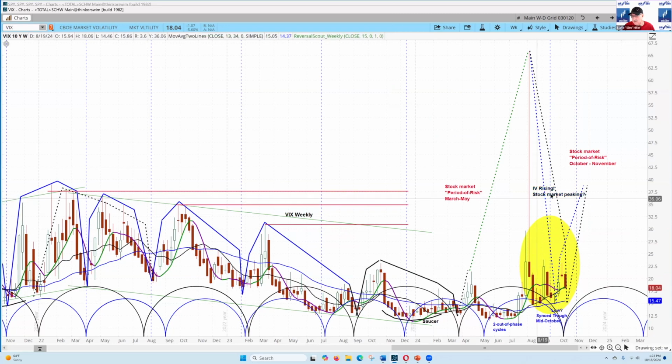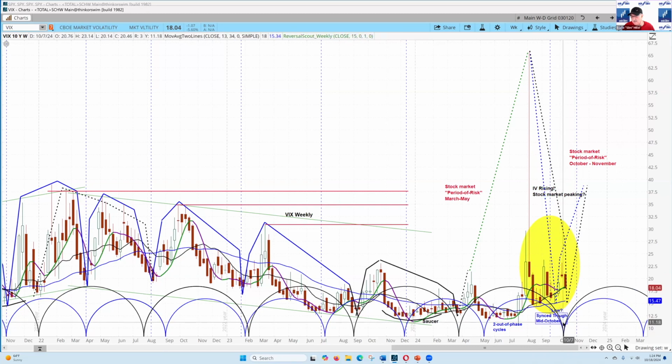And since it's already elevated, it really has me asking the question, as you can see right over here, we have IVs rising. Is the stock market actually peaking? Is that what's going on as it's rising? And are investors just starting to buy insurance for what they believe will be a period where there is selling coming into the stock market? Now, this is where those cycle troughs are, around mid-October.